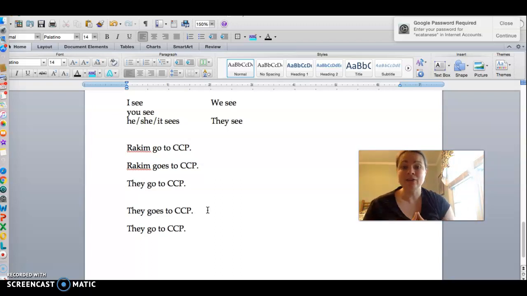So you can, again, look these up if you have any confusion about how to break down the verb. And the main goal here is, again, for your subjects and your verbs to agree in your sentences.